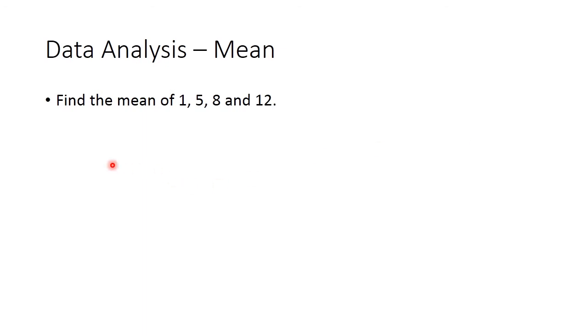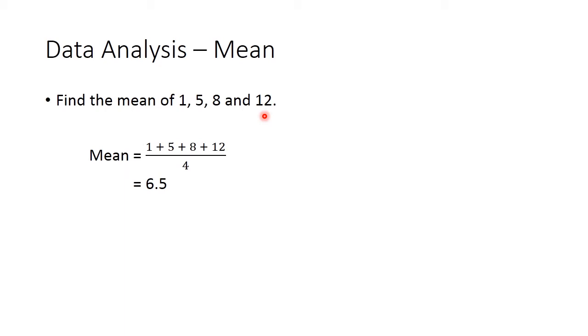Let's say you are given a very simple question like this. Find the mean of 1, 5, 8, and 12. So the mean is adding up the whole data set itself. So what is the data set? The data set is actually 1, 5, 8, and 12. So you need to add up 1, 5, 8, and 12. That is how you get this top portion over here: 1 plus 5 plus 8 plus 12.